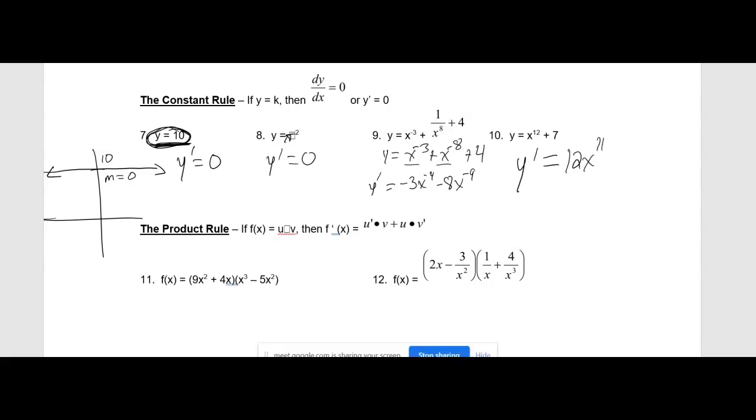That one you can do. Should get 12x to the 11th, right? As a final answer. Not much going on there. Okay. Should be sharing out now, I hope.